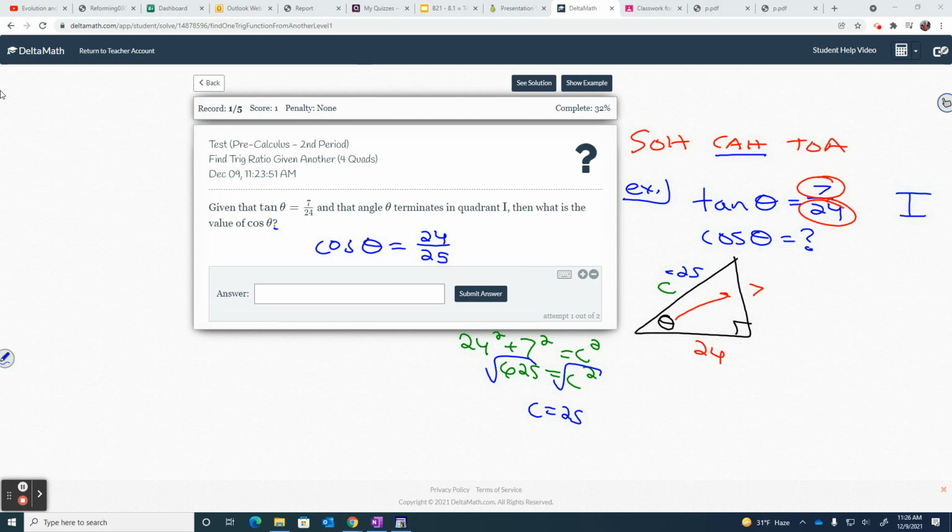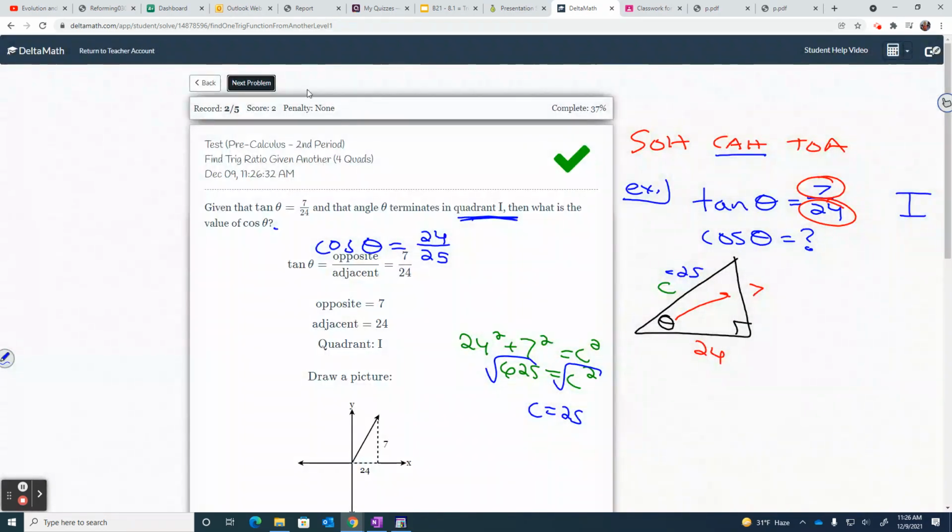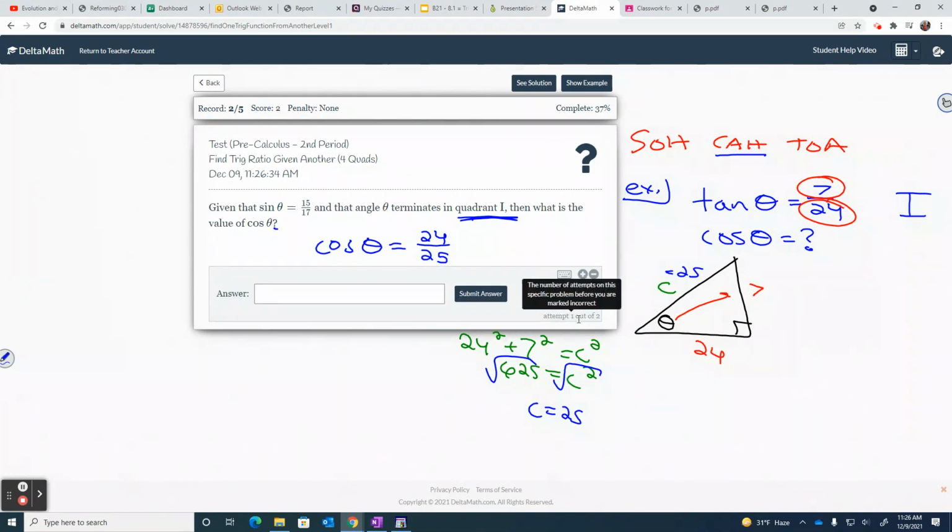And then the last thing we have to consider is the quadrant. This is quadrant 1, so it's an easy one because everything in quadrant 1 is positive. But if it had been a different quadrant, like quadrant 3, then we would need to make it negative. So that's all we're going to type in. But again, watch the quadrant. Make sure there. Okay.